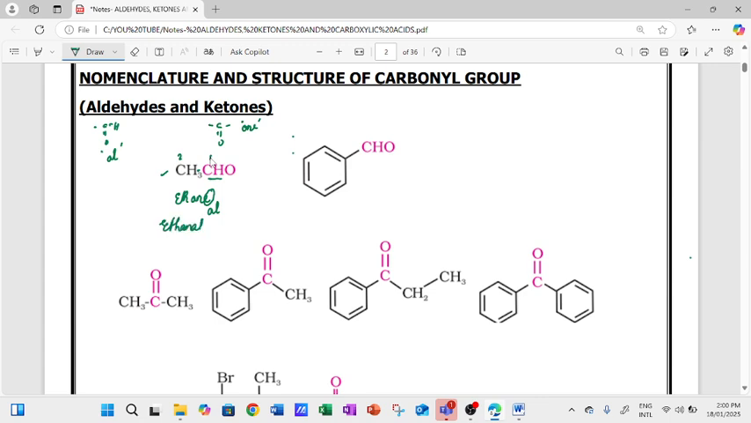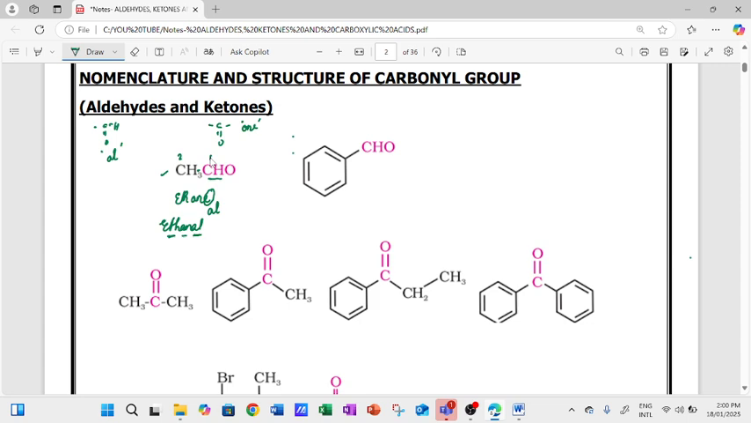This is how we are naming. First we write the root word. Then, according to the type of hydrocarbon, whether it is alkane, alkene or alkyne, we use the letters an, en or yn. And finally it ends with al because CHO is the functional group.